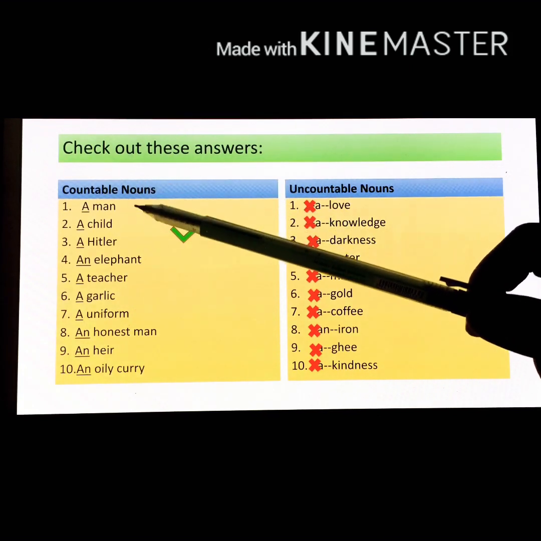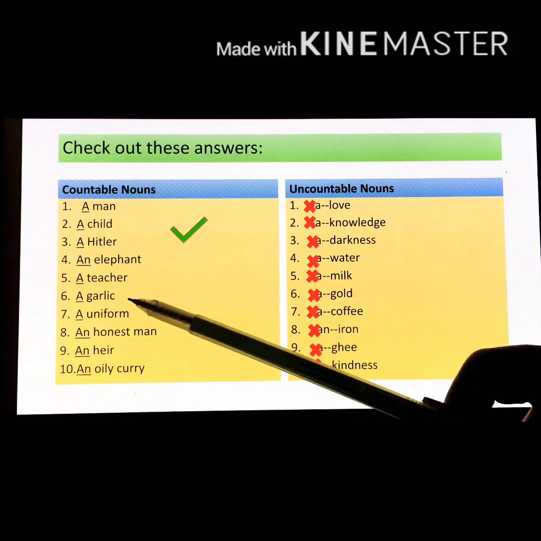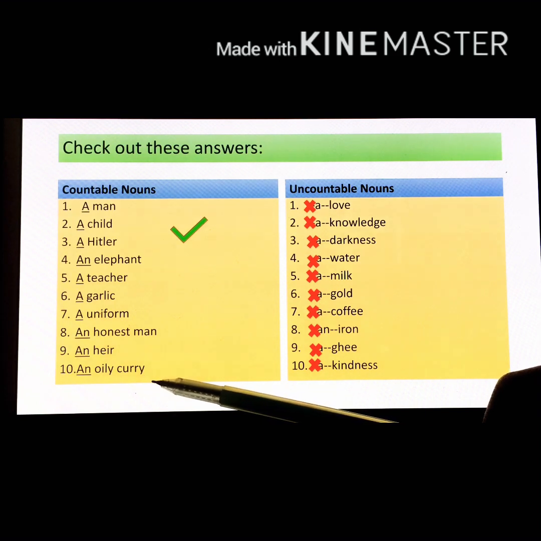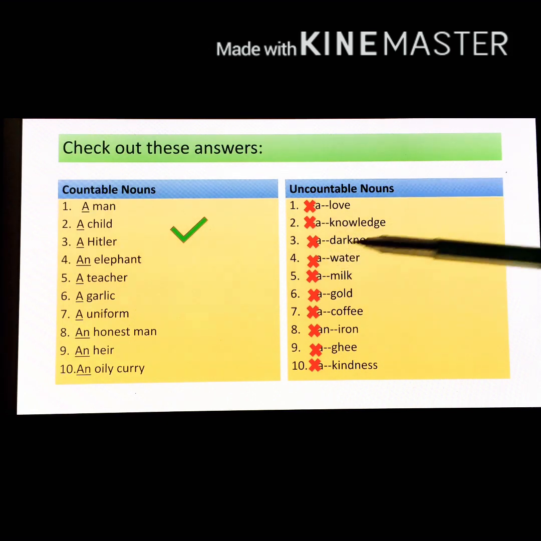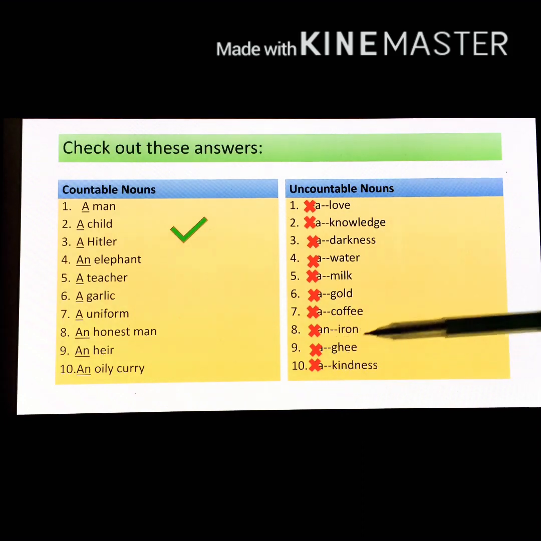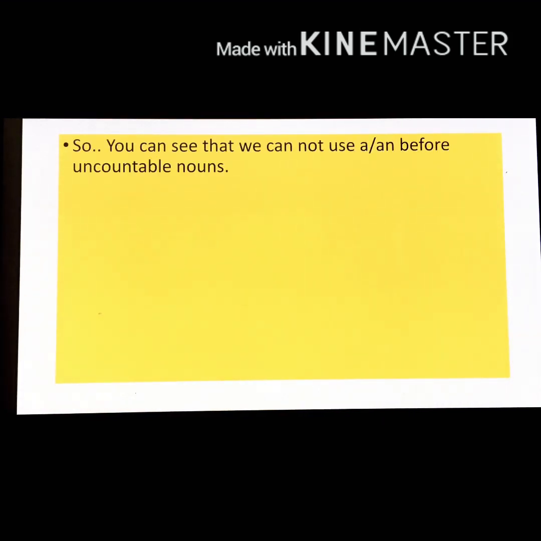You can see a man, a child, a Hitler, an elephant, a teacher, a garlic, a uniform, an honest man, an ear, an oily curry. But we cannot use a love, a knowledge, a darkness, a water, a milk, a gold, a coffee, an iron, a ghee, a kindness, because all of these are uncountable nouns. You know, uncountable nouns are those nouns which we cannot count like 1, 2, 3 or 4 in this way. So you can see that we cannot use a or an before uncountable nouns.